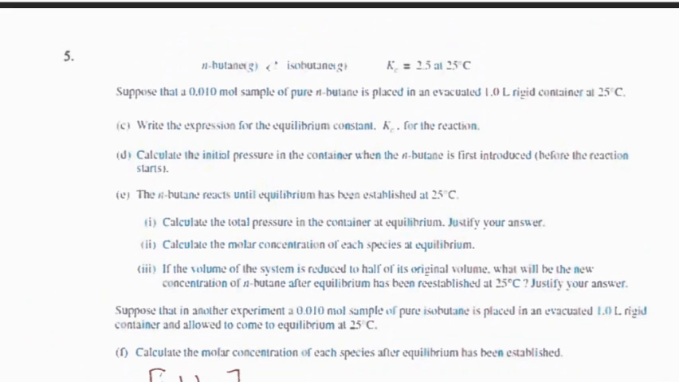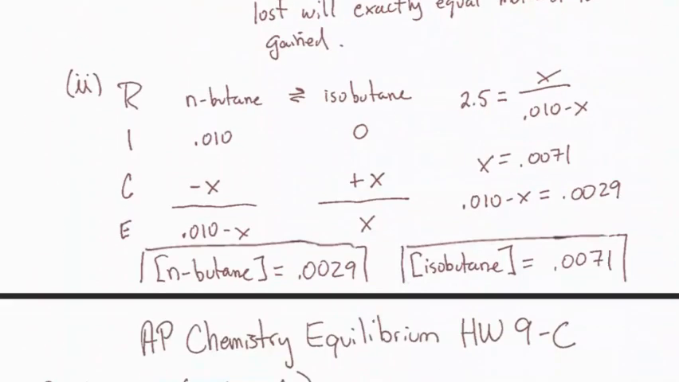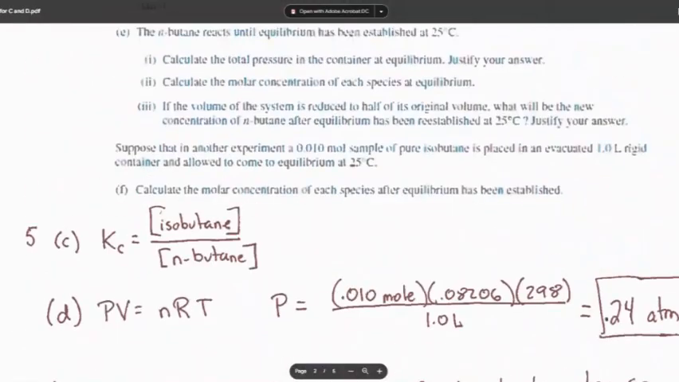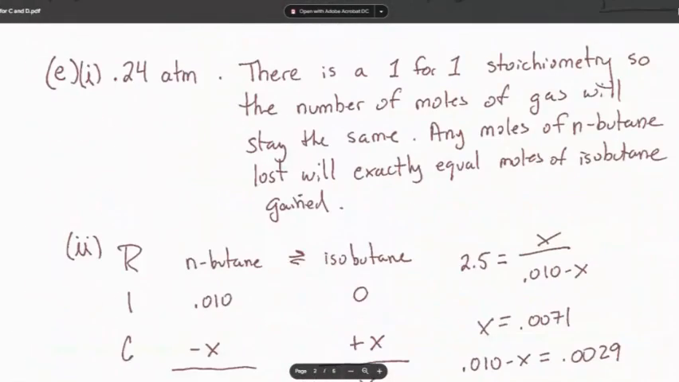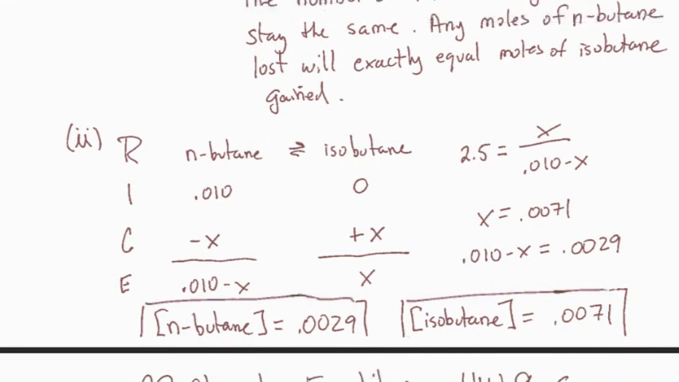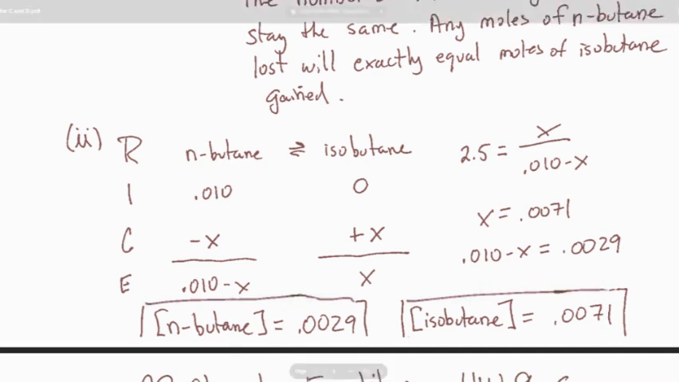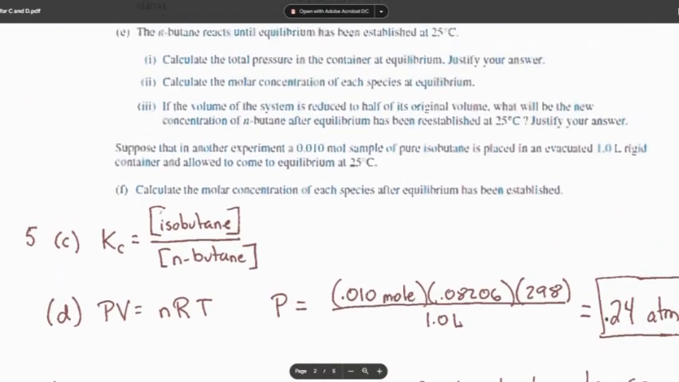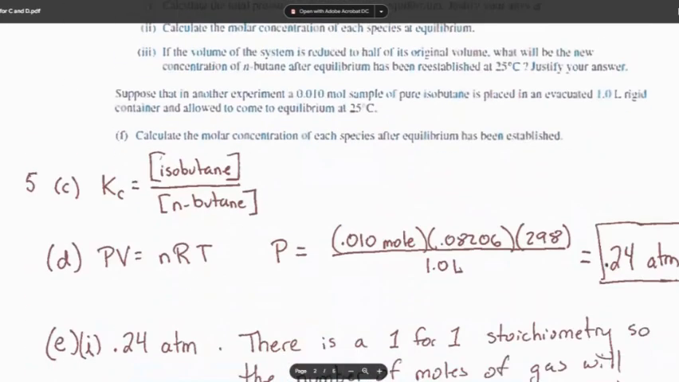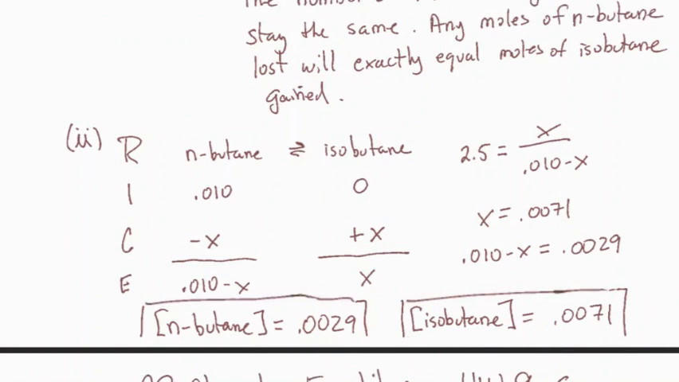Calculate the molar concentration of each species at equilibrium. All right, let's see how we're solving this. So is it 1 liter? Oh, good. So we have a rice table. N-butane makes isobutane. This is the initial value of N-butane. There is no isobutane. We're going to lose N-butane. We're going to make isobutane. And so we have these at equilibrium. K is given as 2.5. So K equals X over 0.001 minus X. And we solve for X.